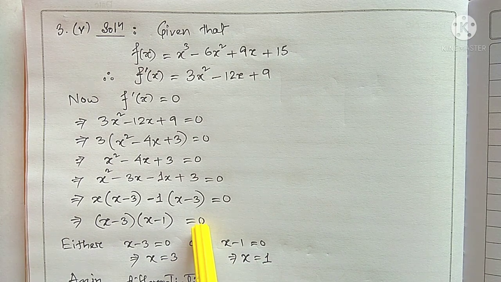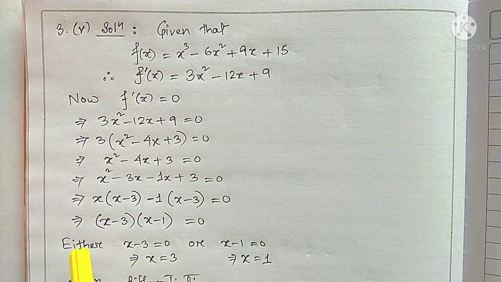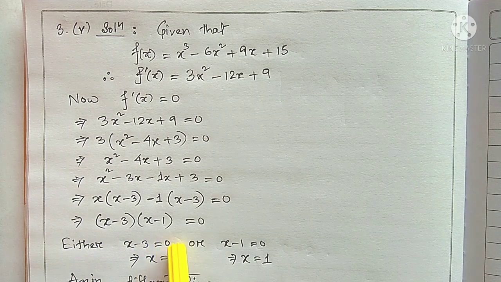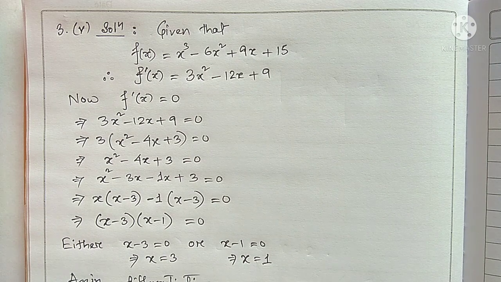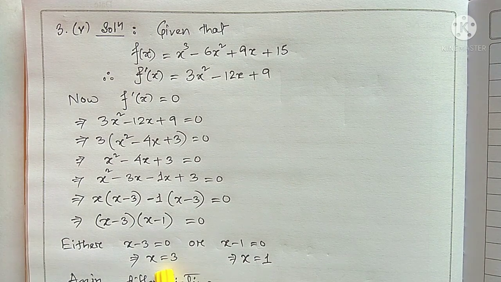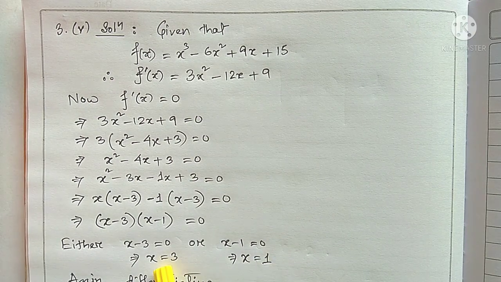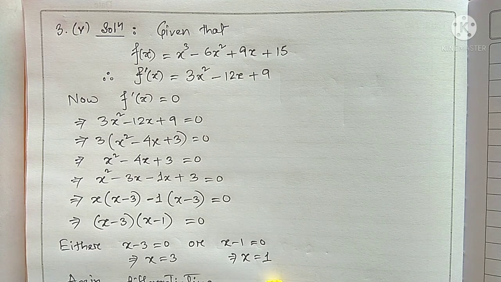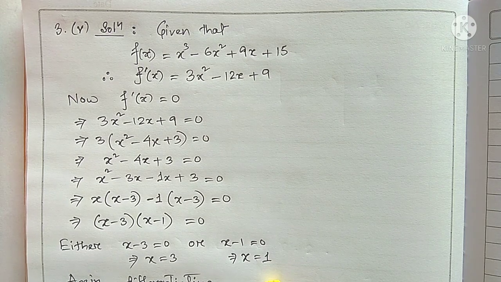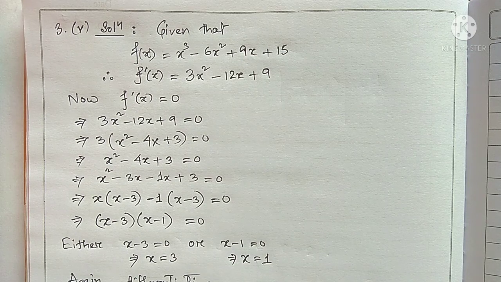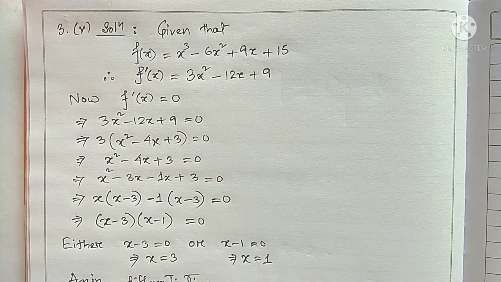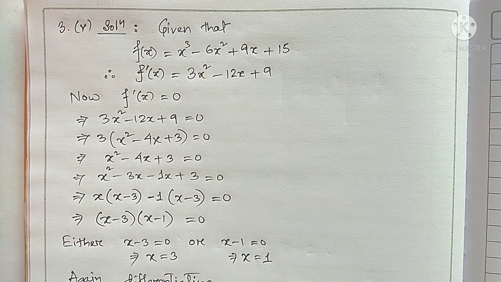All of you know how to split this one. So from here we write either x minus 3 equals 0 or x minus 1 equals 0. So the critical points are x equals 3 and x equals 1. After that, what do you have to do? We have to verify these 2 points, x equals 3 and x equals 1, to see at which point we get the maximum value and at which point the minimum value. For this we have to apply the second derivative test.